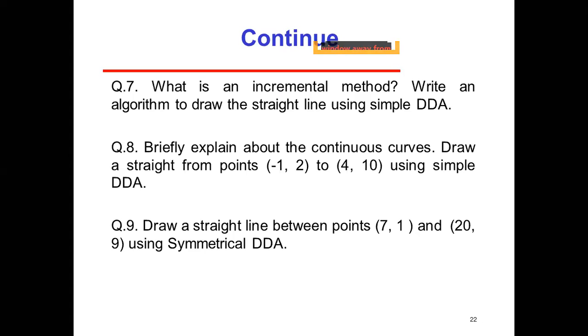Question number 8, briefly explain the continuous curves. What are the continuous curves, and draw a straight line from point -1, 2 to 4, comma 10. Again you can solve using the simple DDA. And the last one is: draw a straight line between points 7, 1 and 20, comma 9 using symmetrical DDA.